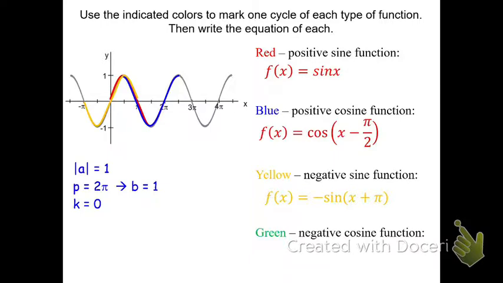Where would you see a negative cosine? I could do that one starting maybe here at negative pi over 2. That would give me f of x equals negative cosine of the quantity x plus pi over 2 because we've shifted to the left.